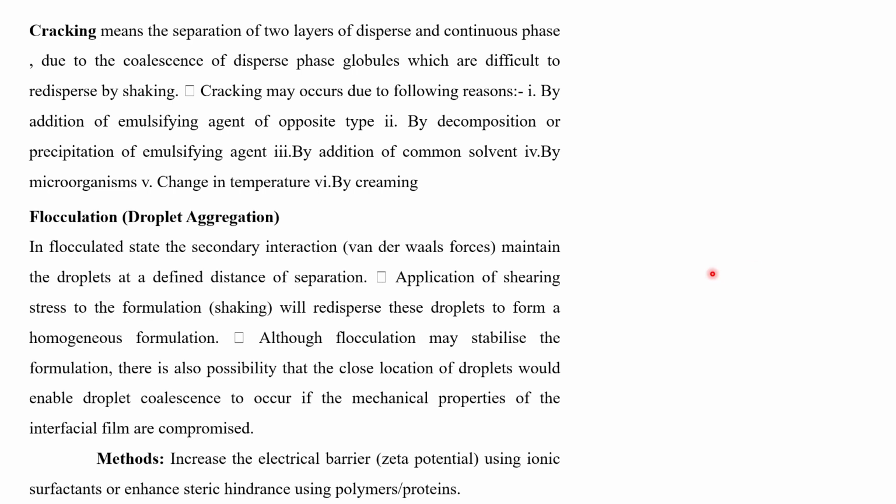Then flocculation. Flocculus means small globules, that's why we are saying it as droplet aggregation. In the next figure we will come to know, and these droplets are formed due to the attraction or interaction between the droplets, that is called van der Waals forces, due to which they get agglomerated. Since van der Waals forces are weak, once we shake the preparation, it will again form a homogeneous emulsion.